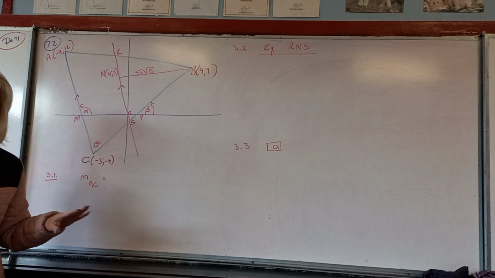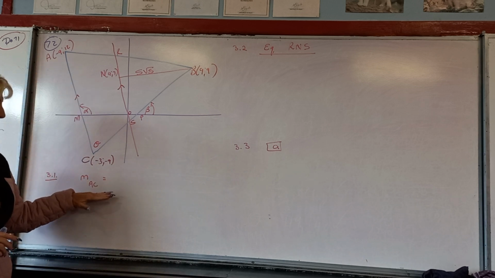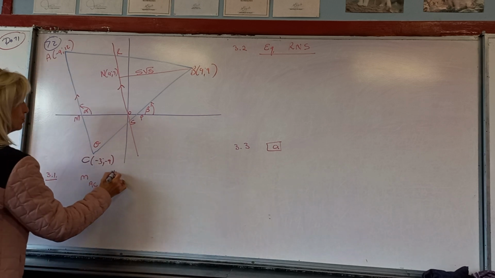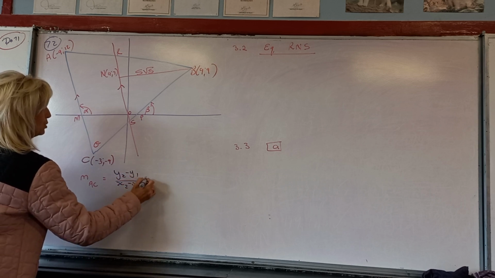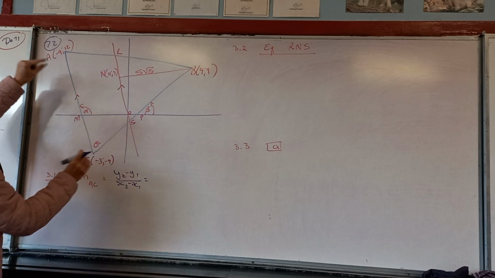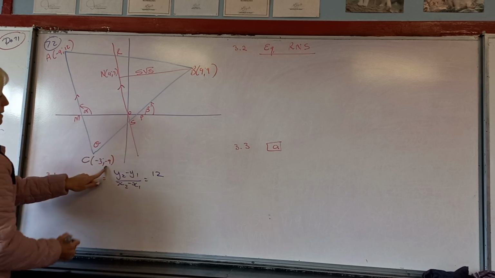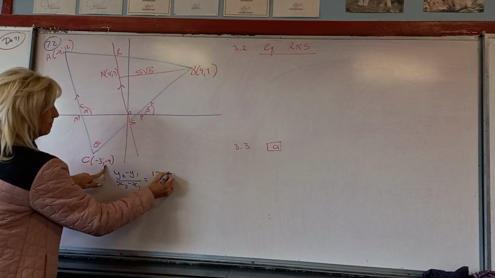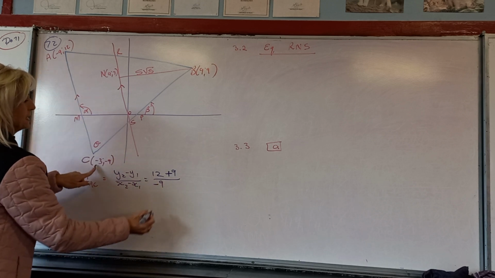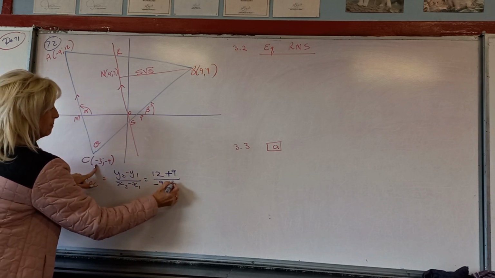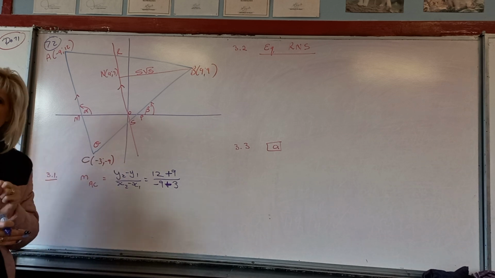That's a level 0 sum. AC, I've got A's coordinates, I've got C's coordinates. To find the gradient, it's y2 minus y1 over x2 minus x1, which means if I substitute, whichever one first, it doesn't matter. If I say 12, it must be minus 9, the minus becoming a plus. Then I have to start with minus 9. Minus will become a plus again.